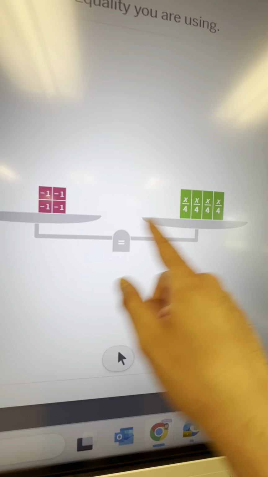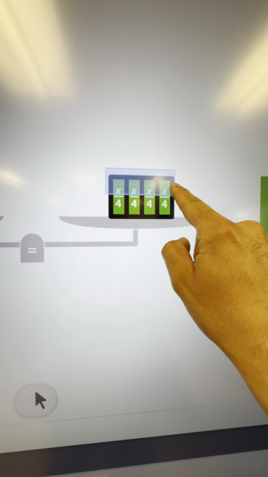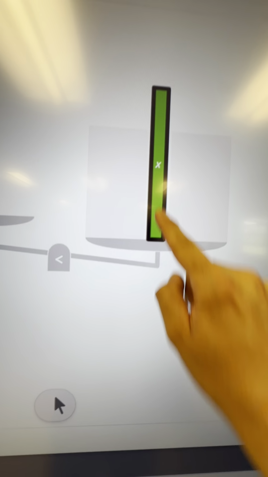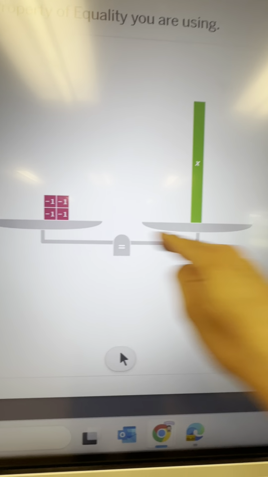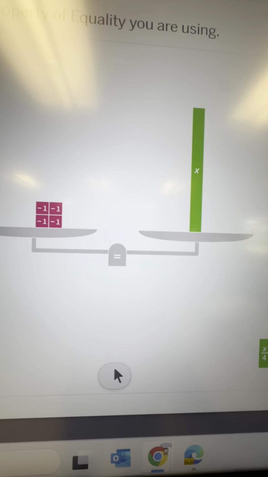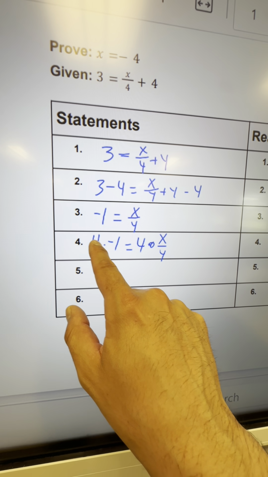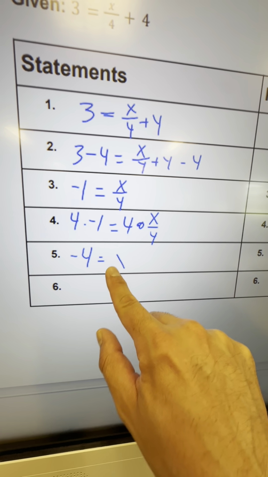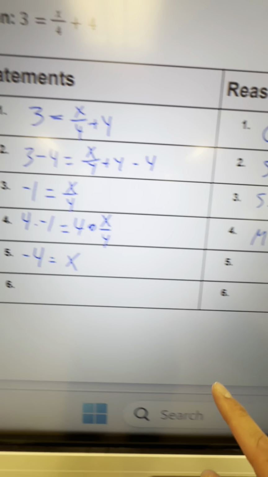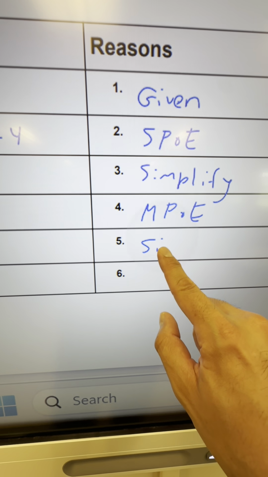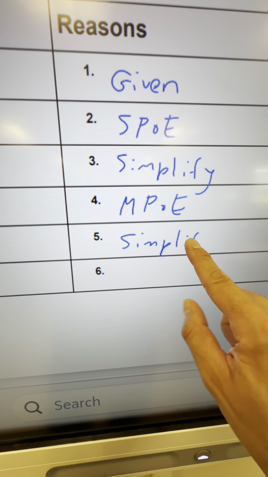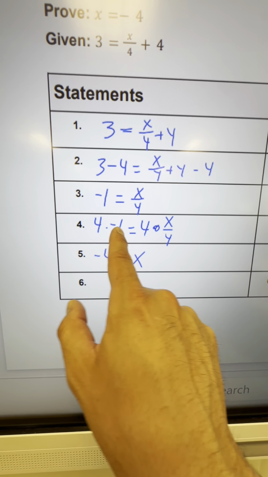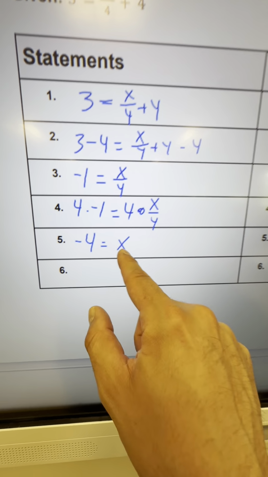And then next, you'll see that these 4 combine to give me 1 whole x. So notice it's still balanced. So -4 is equal to x. So when I go back to this paper, multiply this out, you get -4. And then 4 of these together makes 1x. So -4 is equal to x. And all we did here was just simplify. We simplified because we just multiplied these together to get this and multiplied these to get that.